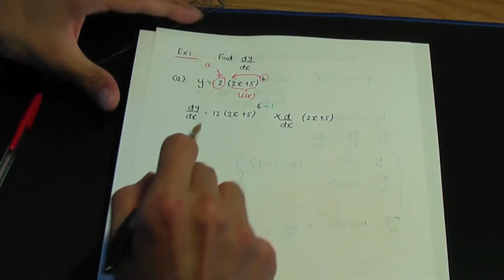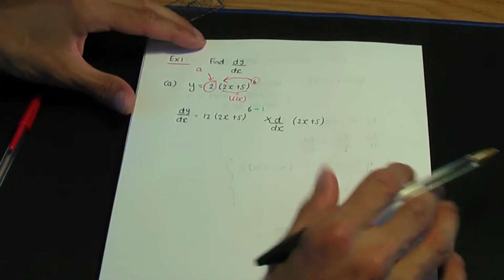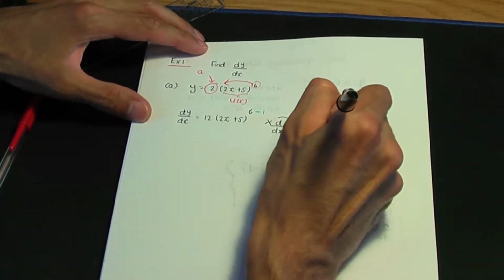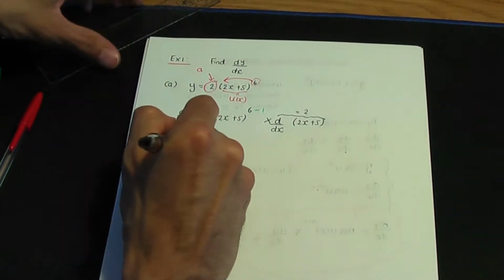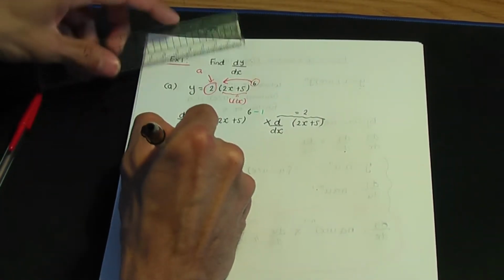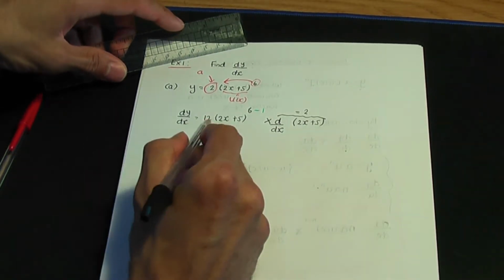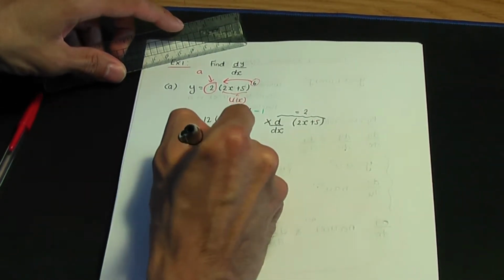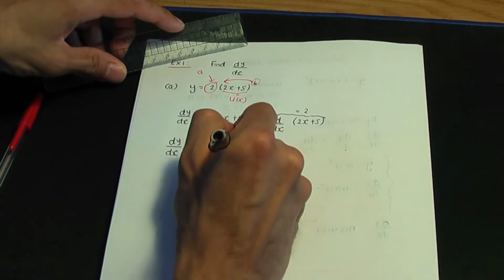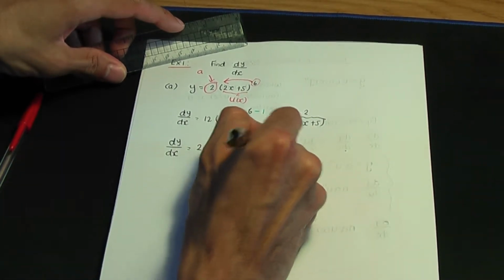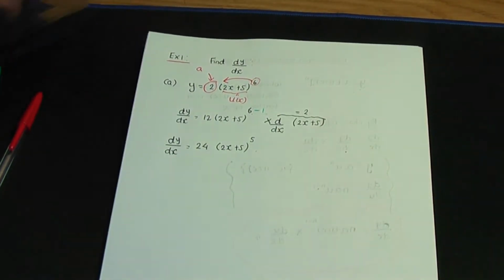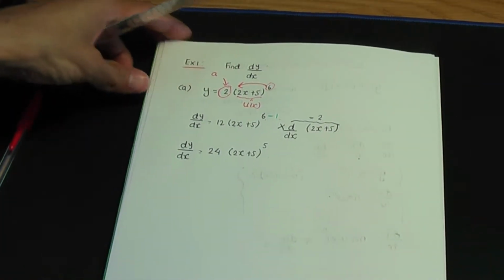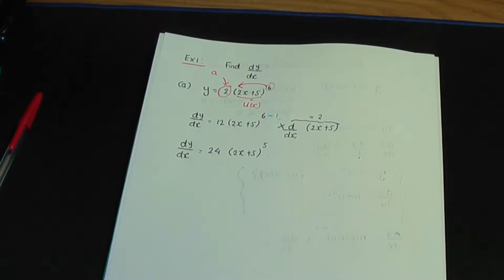So now it's a case of simplifying this. So d by dx of 2x plus 5 is simply 2. So if we simplify, dy by dx, 12 times 2 is 24 into 2x plus 5, and 6 minus the 1 is 5. Okay? So that completes the first example using the chain rule related result.